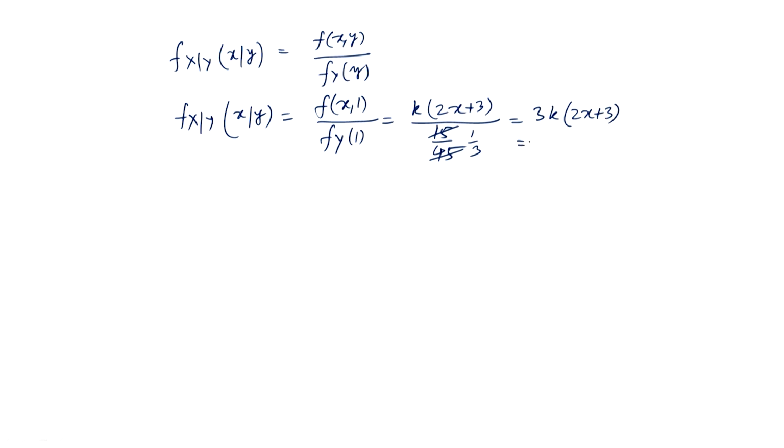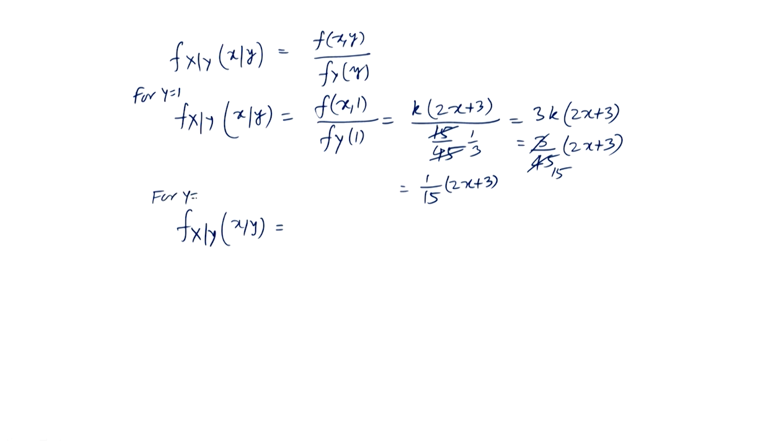Okay, so 3 by 45, k is 1 by 45. So 3 by 45 into 2x plus 3. Okay, so we have 1 by 15 into 2x plus 3. Okay, and then f x given y for y equal to 2. Okay, this was for y equal to 1, and we have earlier found for y equal to 0. Now for y equal to 2. Okay.